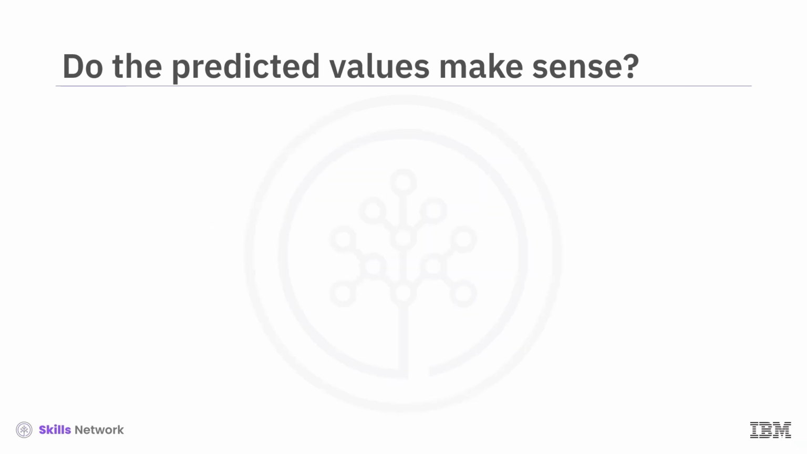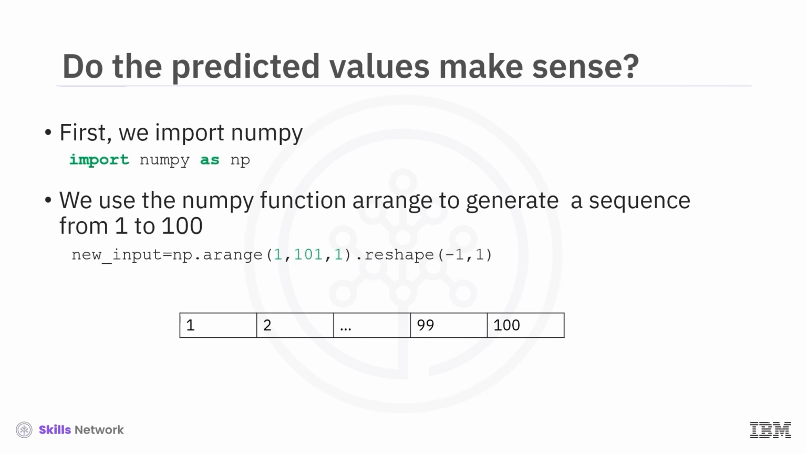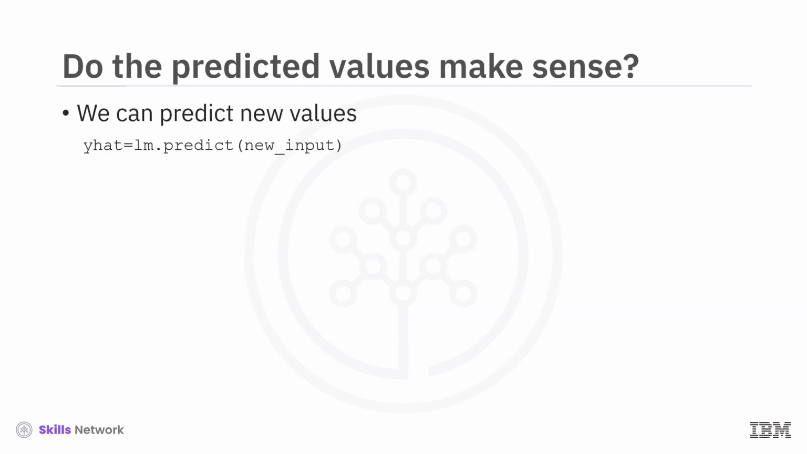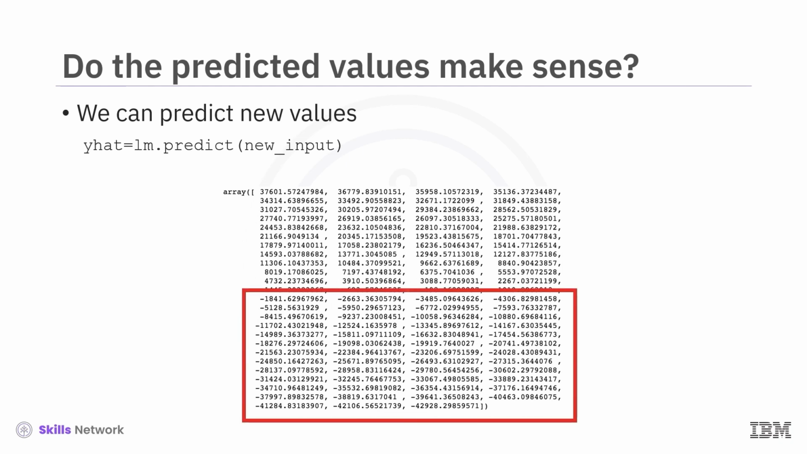so our model seems valid. To generate a sequence of values in a specified range, import NumPy, then use the NumPy arange function to generate the sequence. The sequence starts at 1 and increments by 1 until we reach 100. The first parameter is the starting point of the sequence. The second parameter is the endpoint plus 1 of the sequence. The final parameter is the step size between elements in the sequence. In this case, it's 1, so we increment the sequence one step at a time, from 1 to 2, and so on. We can use the output to predict new values. The output is a NumPy array. Many of the values are negative.